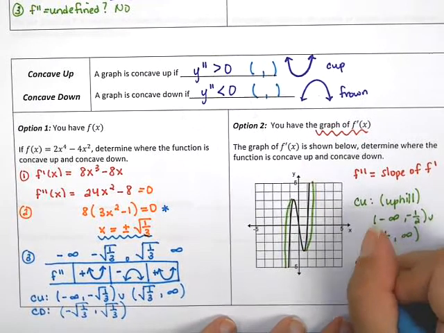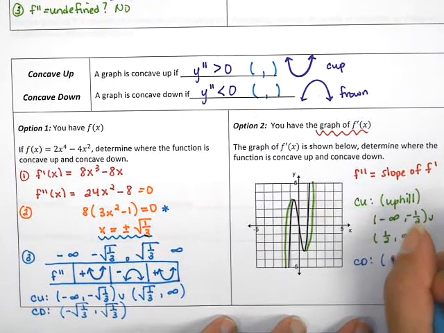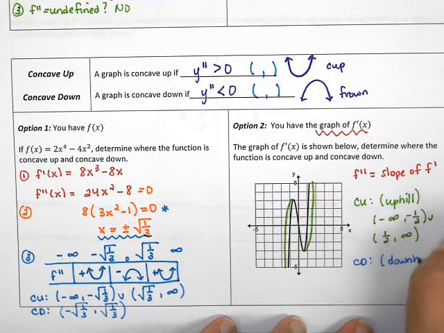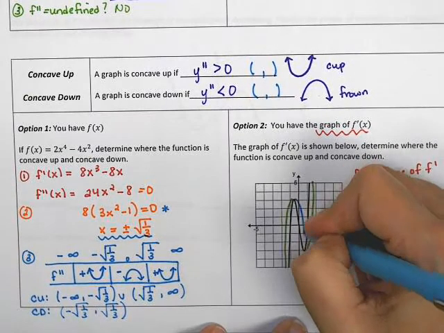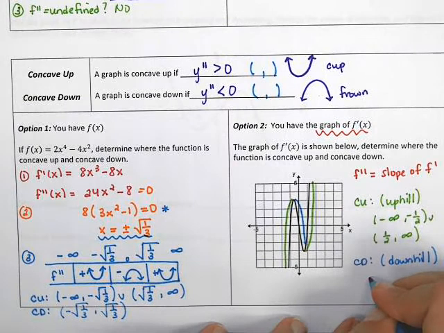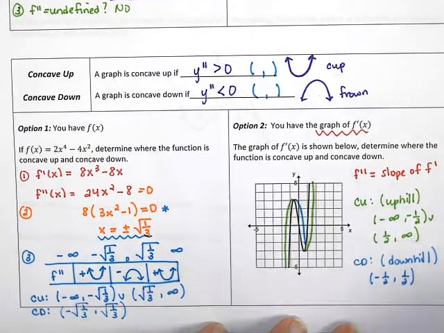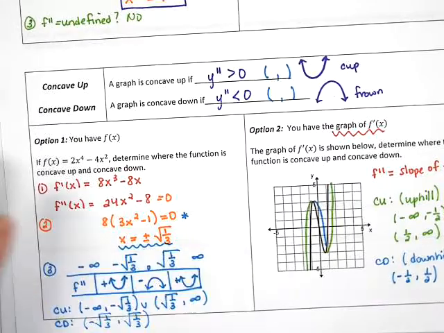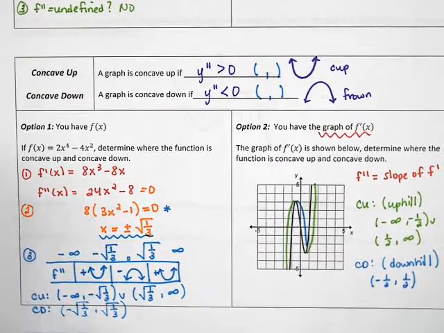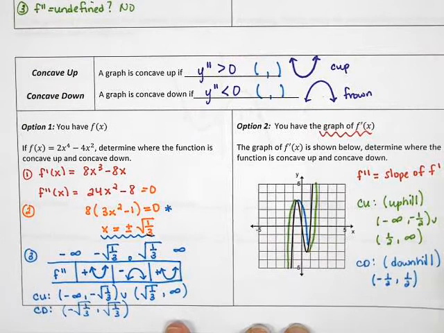Now we would be concave down when this slope was negative, so downhill. So I would be concave down in the middle of this graph, which would be from negative 1/2 to positive 1/2. Just sort of estimating those numbers because they're not clear. Usually they will be very clear where the maxes and mins are.